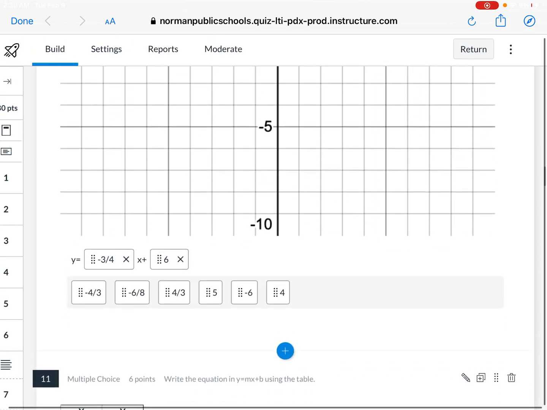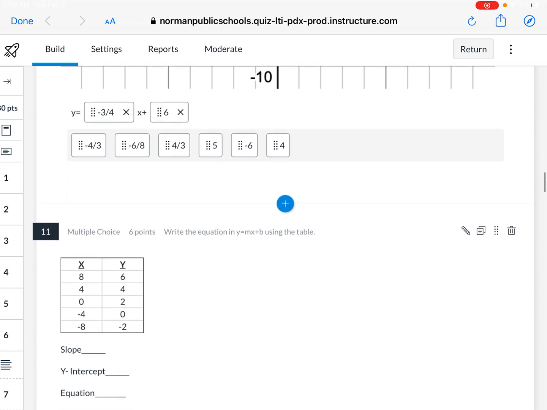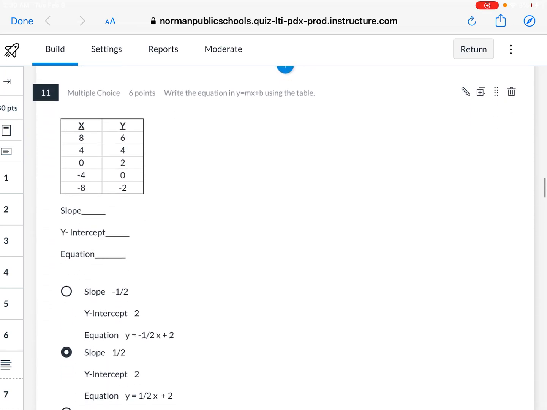And I know I'm switching back and forth quite a bit. Okay, so right here you would drag -3 over 4, and then drag in 6. And again, I don't know why those X's are there on those particular ones. Doesn't make any sense, but you could clearly see that there's only one negative 3 over 4, and then there's only one positive 6. So you drag the correct answers into the correct boxes.